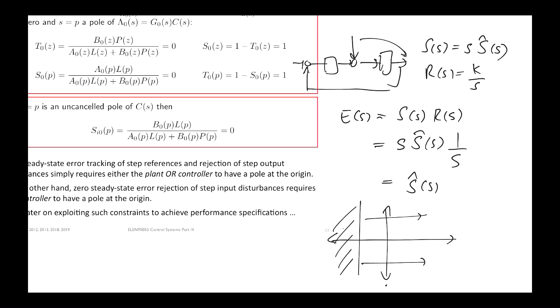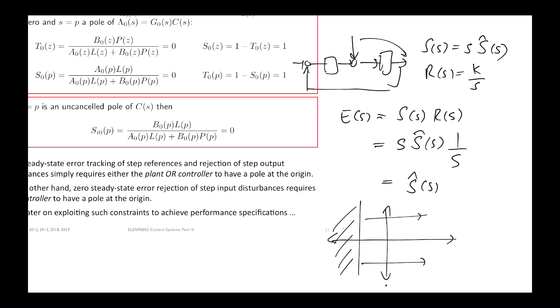The singularities of S hat coincide. So if this is well defined to the right of a line to the left of the imaginary axis, then this is well defined to the right of a line to the left of the imaginary axis. And what do we know that means for a signal? It means that that signal will decay in the time domain. If the region of convergence for the Laplace transform of a signal is a right half plane that contains the imaginary axis, then the signal decays in the time domain. So what that's telling us is that the error signal will go to 0. We will get 0 steady state error.